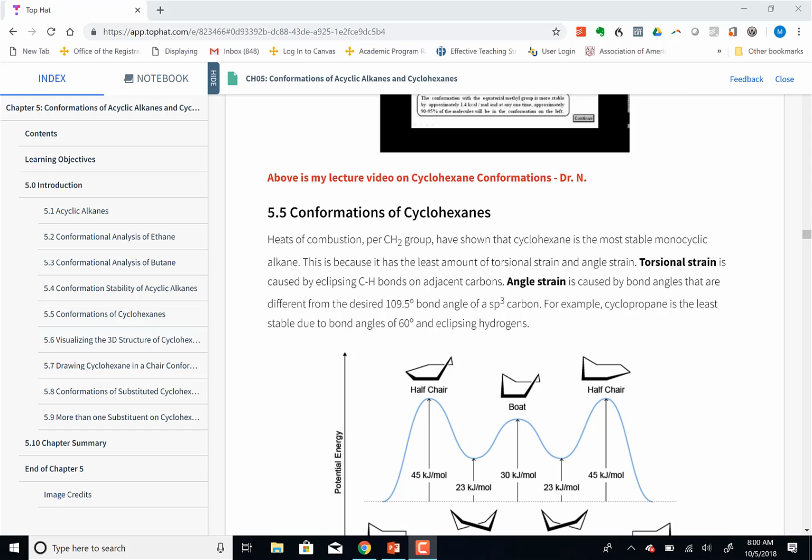Okay, so today is looking at cyclohexane conformations. Did you have any questions?